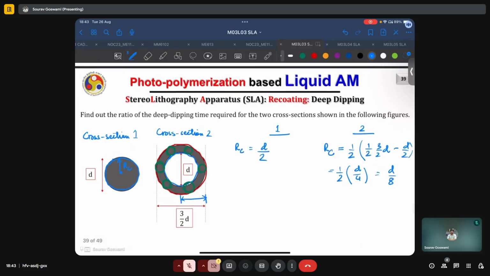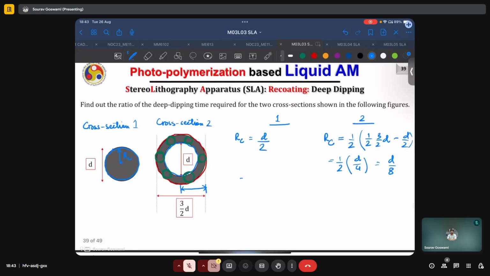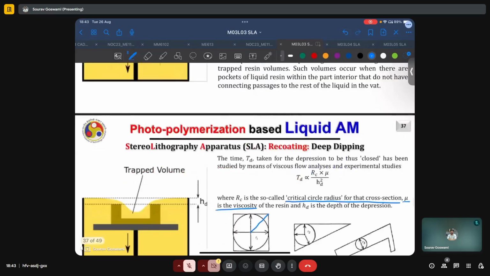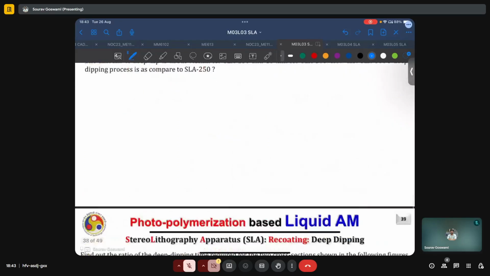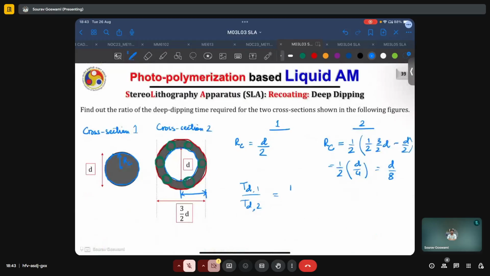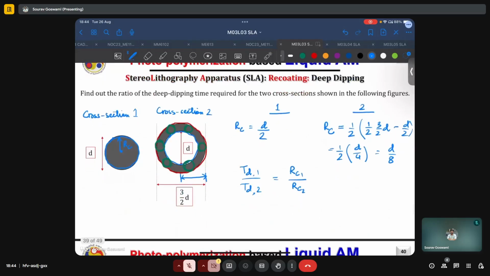And so we can find out the ratio of the deep dipping time for the two cross sections. So TD1 by TD2 will equal RC1 by RC2, assuming that other factors such as the viscosity and the depth of the depression are equal. And this then becomes d by 2 by d by 8, or 4 times.